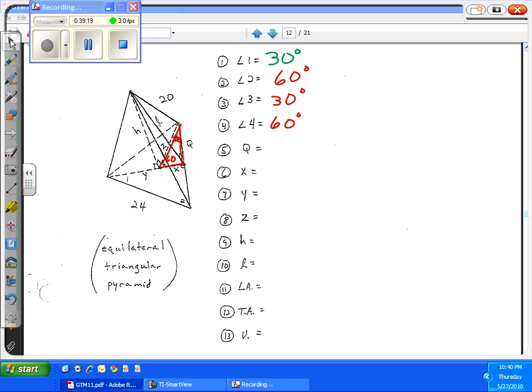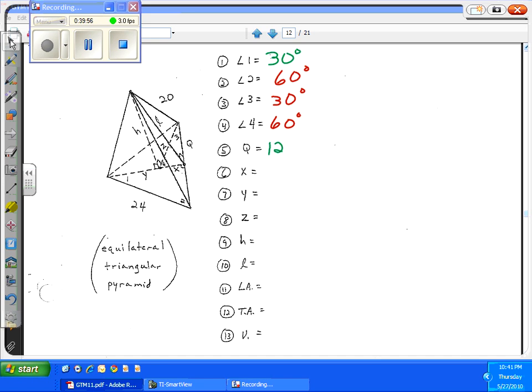We want the length of Q. This is the altitude. This is an isosceles triangle, so it bisects the vertex angle and bisects the base. It was equilateral, so the whole thing was 24. So those two pieces are 12. So Q is 12. A lot of geometry to know here.